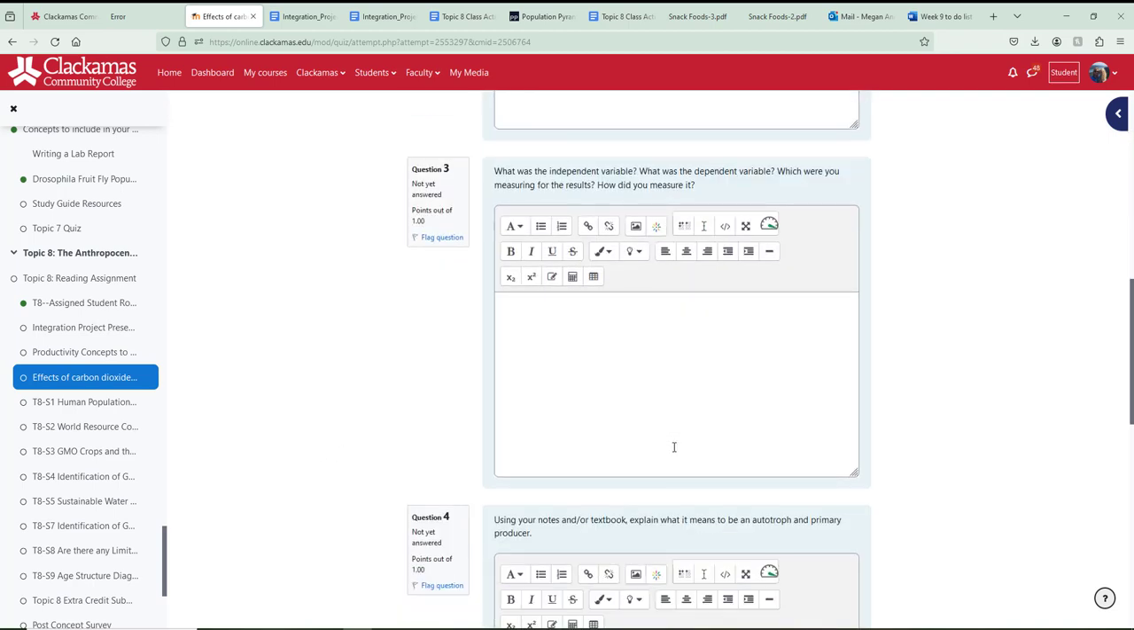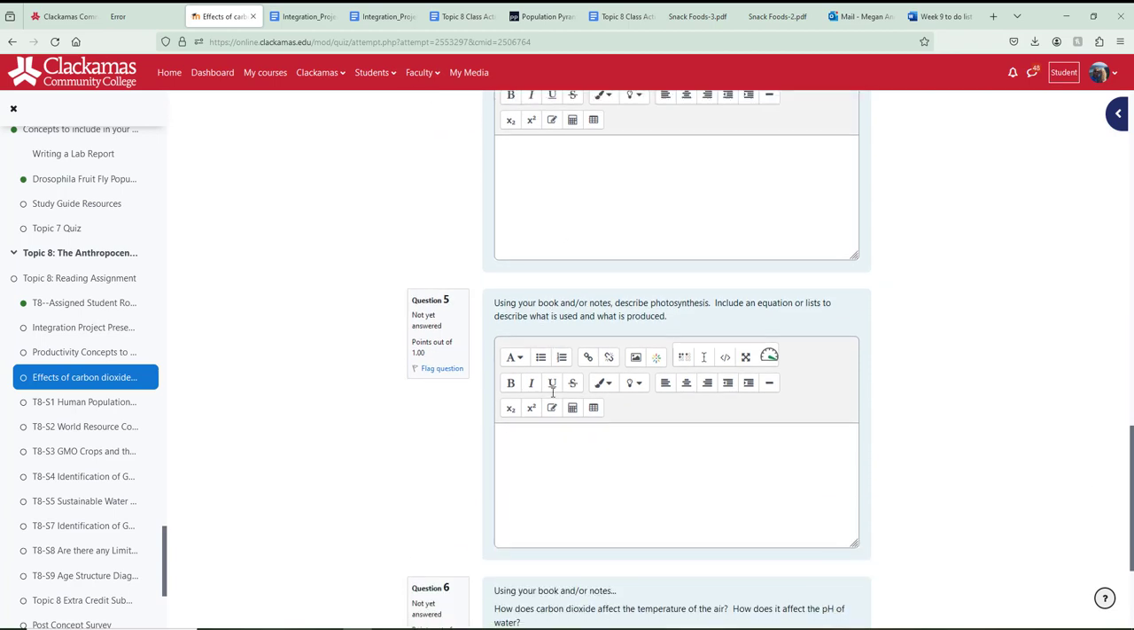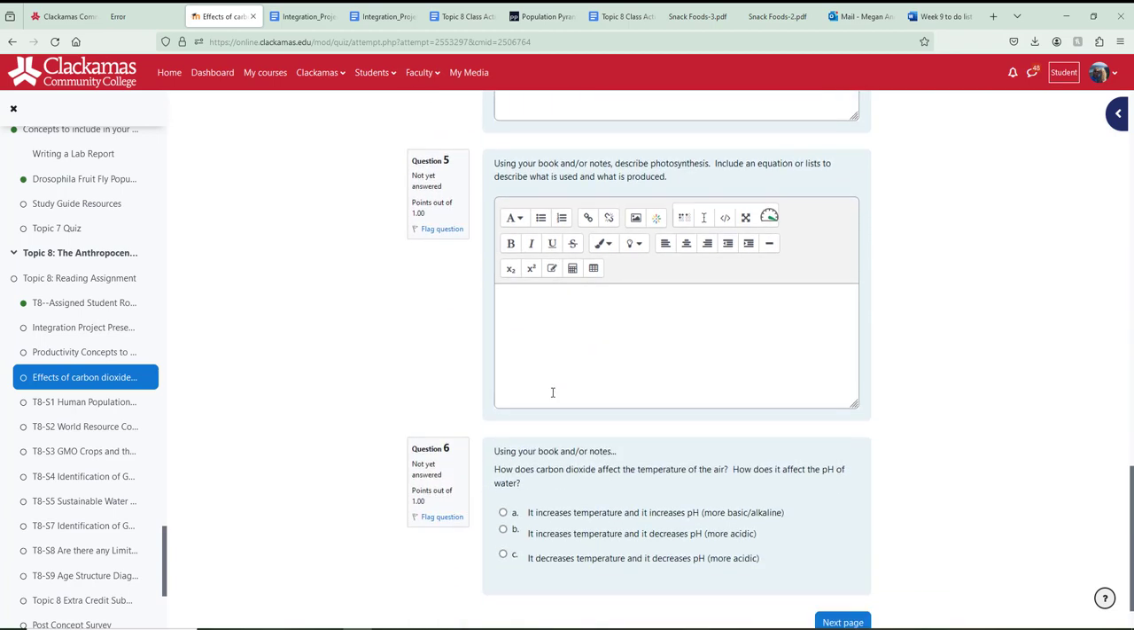Next, what was the independent variable? What was the dependent variable? Which were you measuring? How did you measure it? Those are questions that you can easily answer. Use your notes and/or textbook. Explain what it means to be an autotroph and primary producer. That's pretty easy. Use your book or notes.